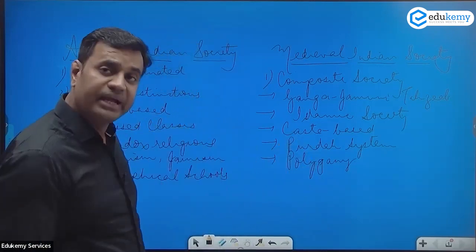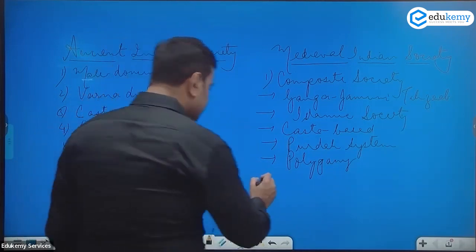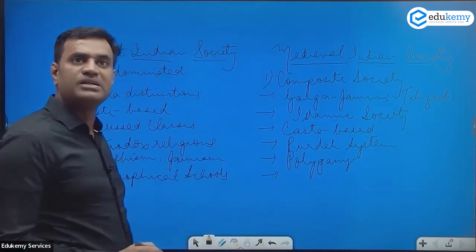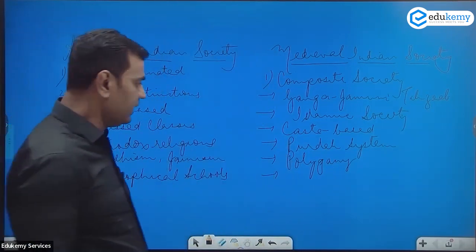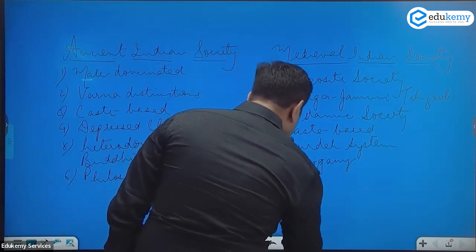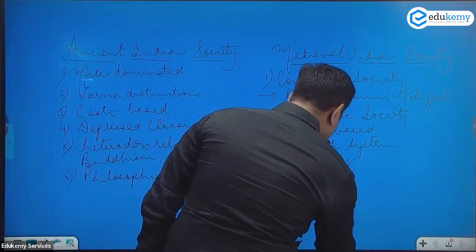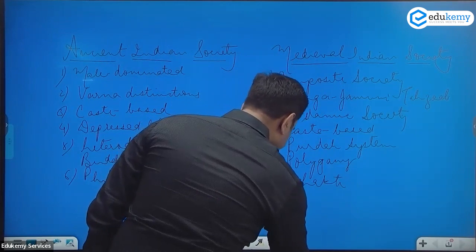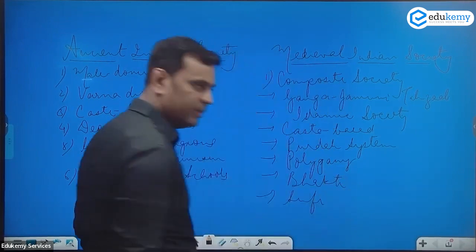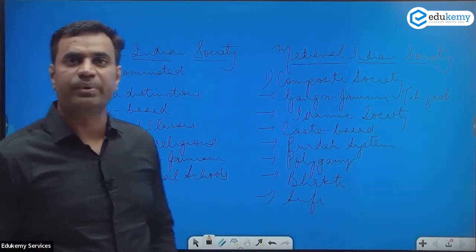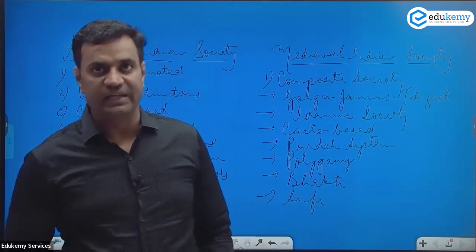At the same time, in medieval society, there were two major developments that became part of Indian society, and these two major movements were the Bhakti movement and the Sufi movement. And Bhakti and Sufi became an integral part of Indian society.